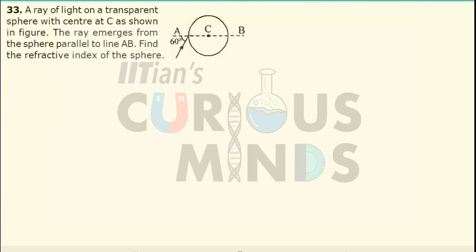A ray of light is incident on a transparent sphere with center C, as shown. The ray emerges from the sphere parallel to the line AB. Find the refractive index of the sphere. First of all, let the refractive index of the sphere be mu.